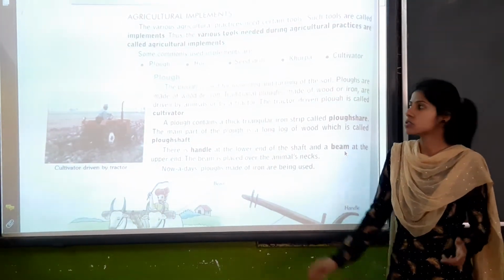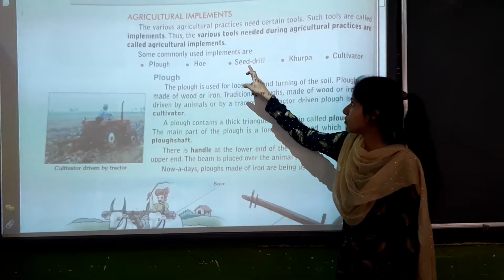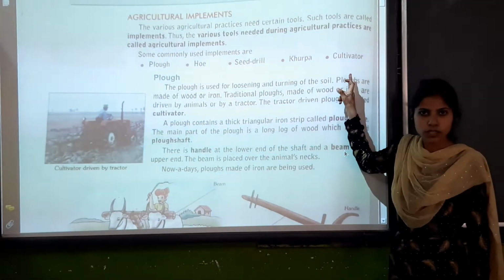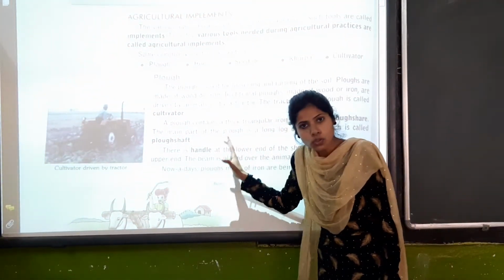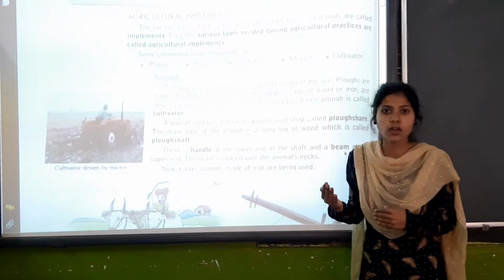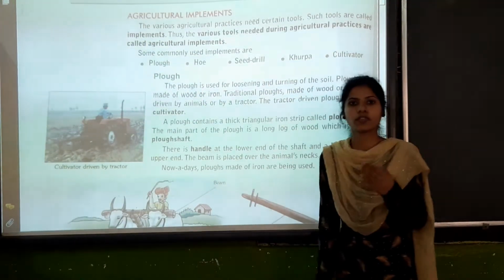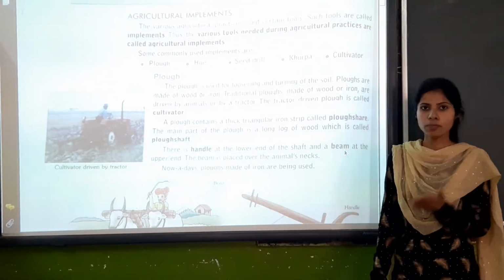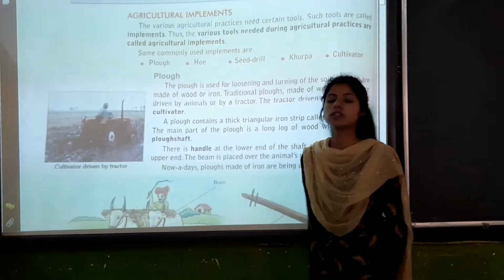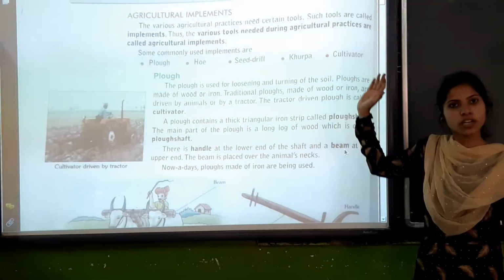What are these tools? Some commonly used implements are plough, hoe, seed drill, kulpa and the cultivator. These tools are used for loosening the soil and for removing weeds and unwanted substances from the soil. But these are all used for different purposes. Now we will discuss these agriculture implements in further detail.